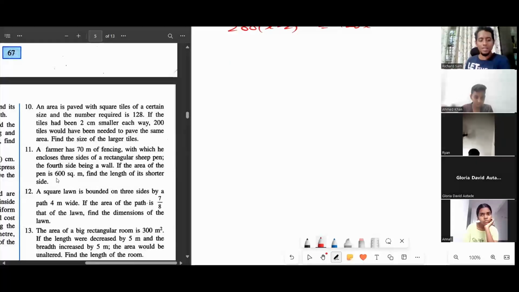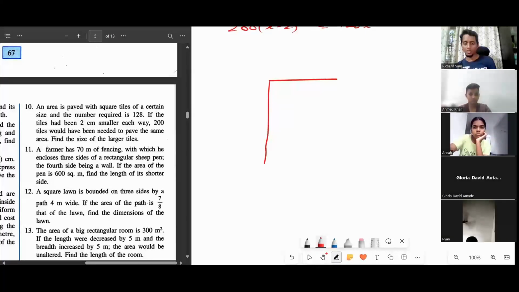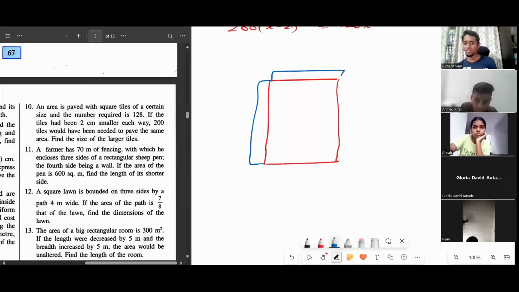If the area of the pen is 600 square meters, find the length of its shorter side. This question, something is missing. They have not told where the wall is, whether it is on the longer side or the shorter side. Okay, so this is your sheep pen and there's a wall. We don't know where the wall is. Is it on the longer side or on the shorter side?